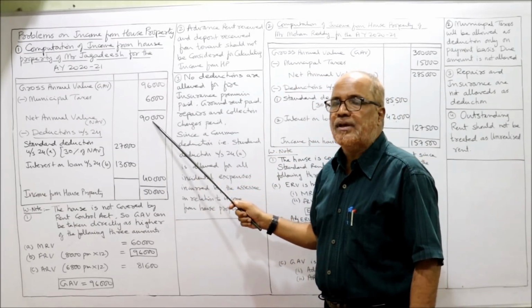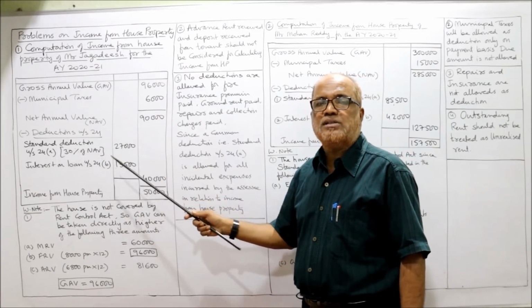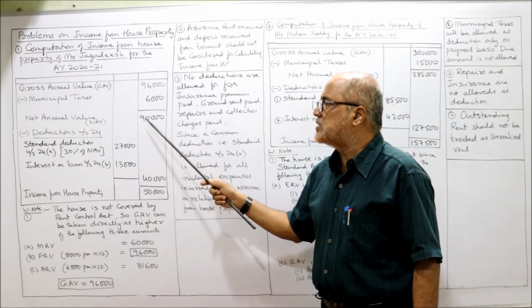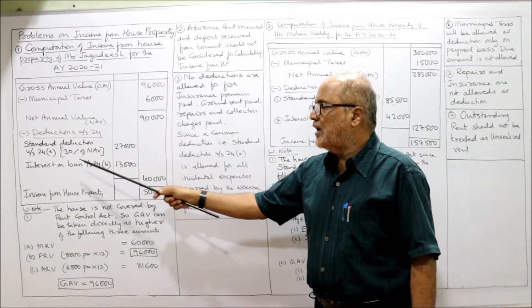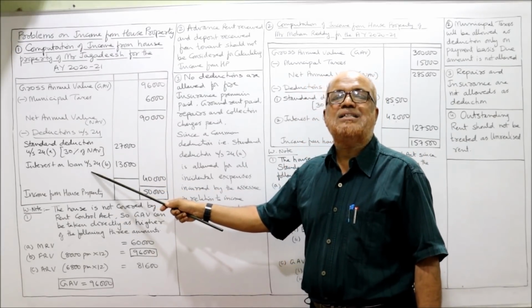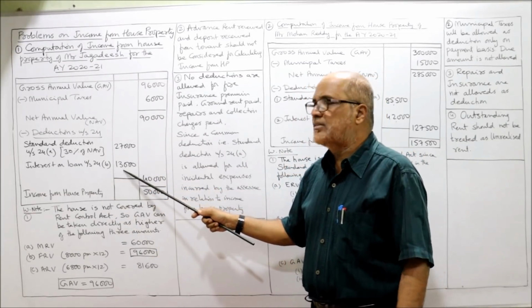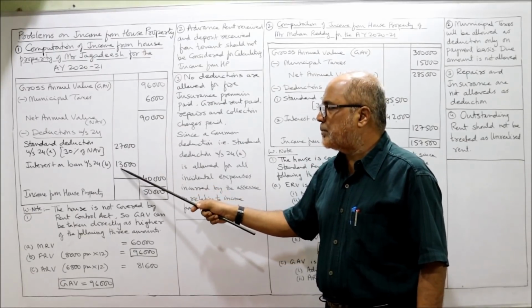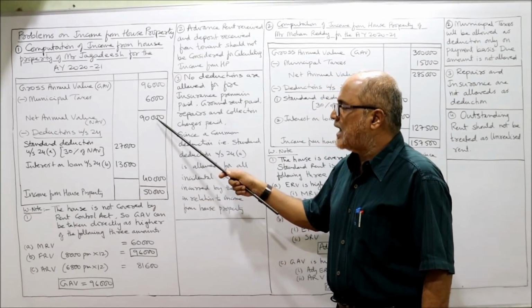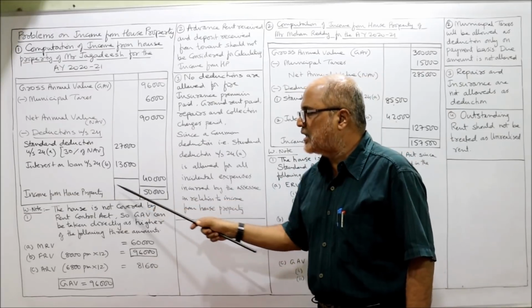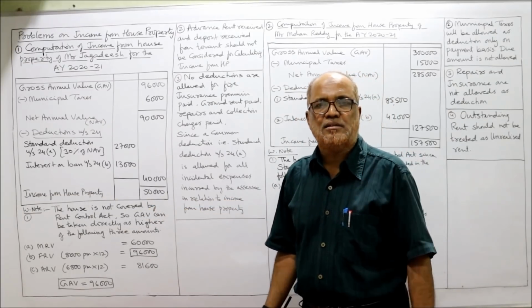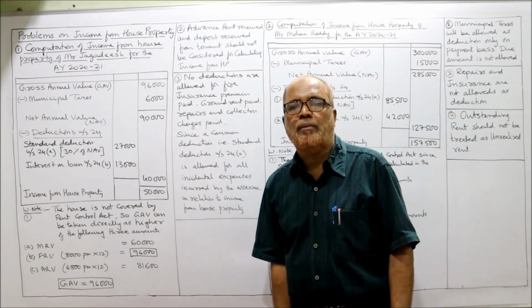90,000 is the NAV. Deduct the standard deduction, 30% of NAV, 30% of 90,000, which is 27,000. Interest on the loan taken to construct the house, given in the problem, is 13,000. Take the total, 27 plus 13, 40,000. Deduct, 90 minus 40, and 50,000 is the income from house property. That's it. This is the complete solution of problem number 1.